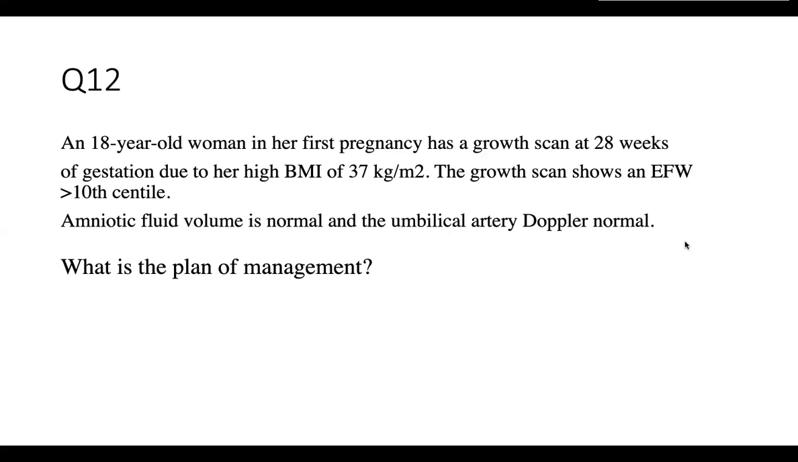An 18-year-old woman in her first pregnancy had a growth scan at 20 weeks of gestation due to a high BMI of 37. The growth scan shows that estimated fetal weight is more than the 10th centile. Amniotic fluid volume is normal and umbilical artery Doppler is normal in this case. However, please don't question the examiner why the umbilical artery Doppler is measured in this case. He is just asking you, what is the plan of management?